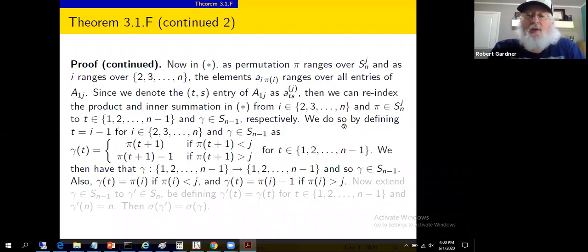Okay. So we'll just take T and define it to be I minus 1. Yeah, just reduce these by 1, and that changes the I values into the T values. And we're defining gamma in S sub n minus 1 as follows. The gamma of T equals pi of T plus 1, that actually would be pi of I, as we'll see shortly, if pi of T plus 1 is less than J. Define gamma of T to be pi of T plus 1 minus 1 if pi of T plus 1 is greater than J.